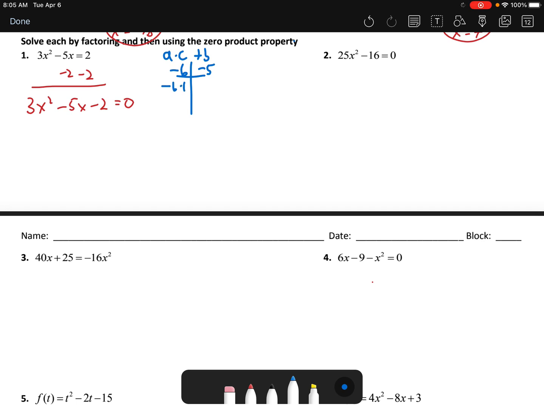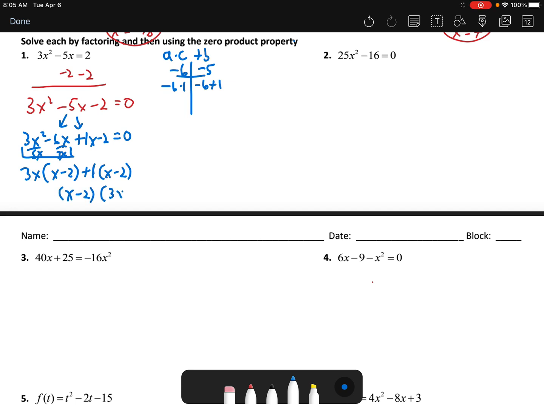Negative 6 and 1. Yep. So we're going to split this into minus 6x plus 1x minus 2 equals 0. Factor out 3x. We're left with x minus 2 and x minus 2. Divide those, you get plus 1. So we get x minus 2 times 3x plus 1 equals 0.